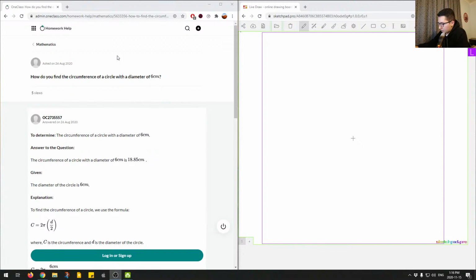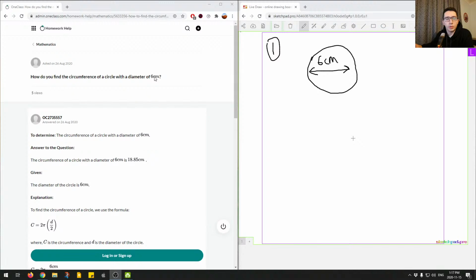Okay, so this is the first question. Question number 1. Here we're asked, how do you find the circumference of a circle with a diameter of 6 centimeters? So we have some circle, and it has a diameter of 6 centimeters.